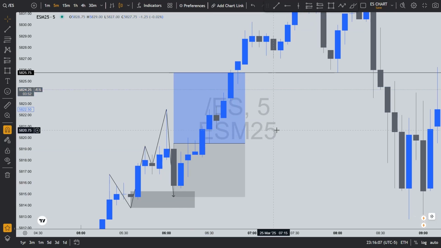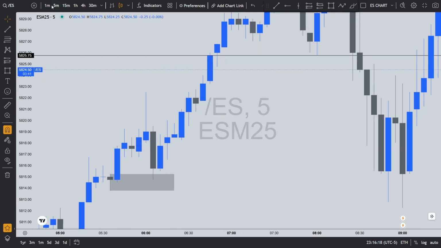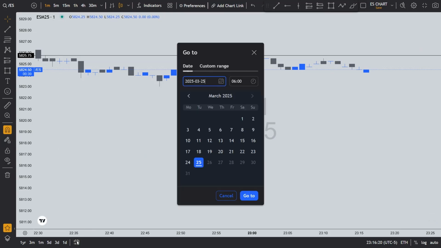So in this case, it was just a 1.3, so I couldn't take the entry on the 5-minute. Just for me personally, it's not high probability. So I dropped down to the 1-minute time frame.